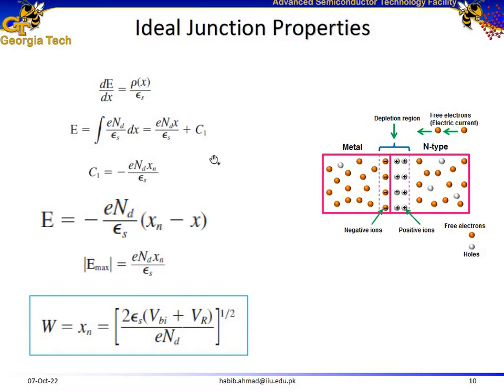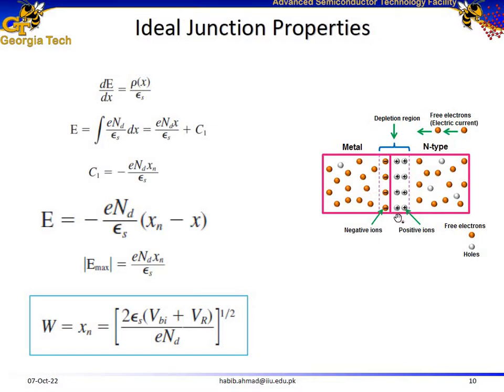How do we calculate electric field for a metal semiconductor junction? It's similar to the PN junction diode. You can calculate electric field by using Poisson's equation. The derivative of electric field with respect to x is equal to charge density, and then you integrate the charge density, and after solutions and a couple of simplification steps, you get a relationship for the electric field.